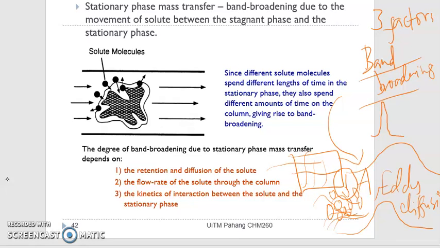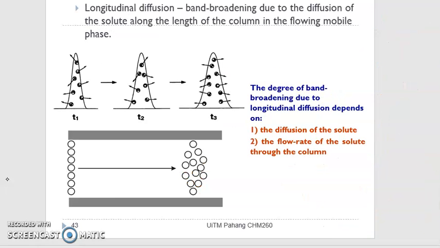Then the kinetics of interaction between the solute and also the stationary phase. Okay, so this is the second factor that contribute to band broadening. And the last factor is B term. Okay, so normally kalau kita belajar chromatography, this is the second factor, tapi tak apalah sebab saya ikut punya nota. So B term is what? Longitudinal diffusion. Okay, so longitudinal diffusion is band broadening due to the diffusion of the solute along the length of the column in the flowing mobile phase.